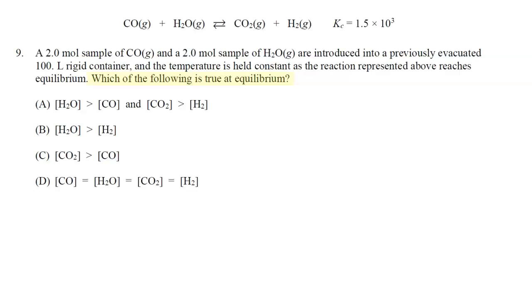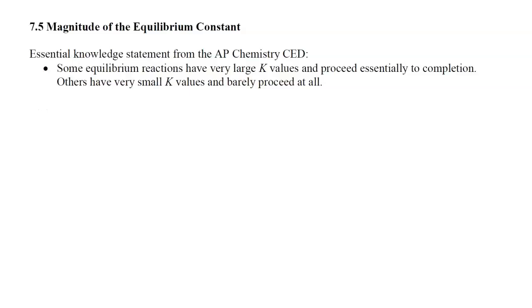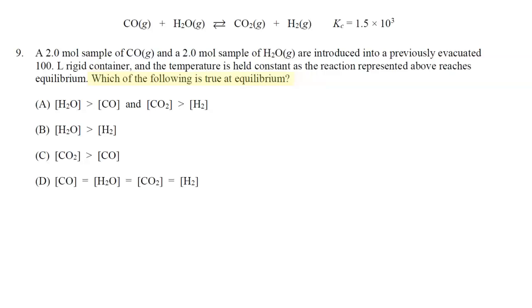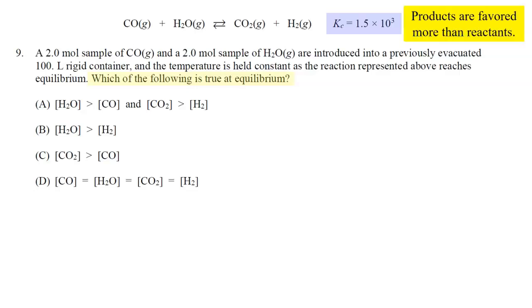Now, this is similar to question 8 in that we are talking about topic 7.5, the magnitude of the equilibrium constant. But if you recall, in question 8, there was a very small value of K, which indicated that the reactants were favored over the products. But now here in question 9, it's the opposite. We have a very large value of K. So this indicates that the products are much more favored at equilibrium than the reactants. Let's use this information to answer question 9.